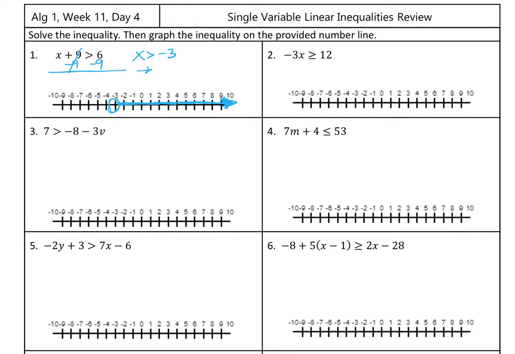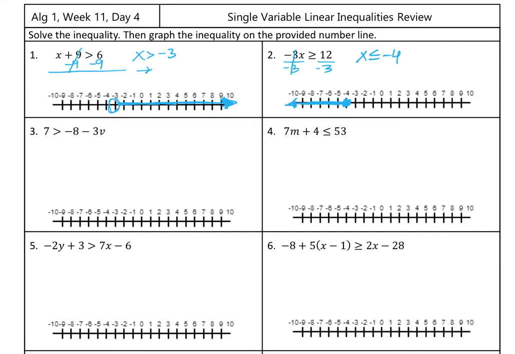So -3x is greater than or equal to 12 is divide by -3. And because we're dividing by a negative number, we have to flip the inequality, and 12 divided by -3 is -4. So x is less than or equal to -4 means a filled in circle, and also we should shade to the left.